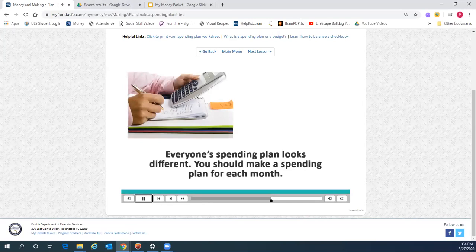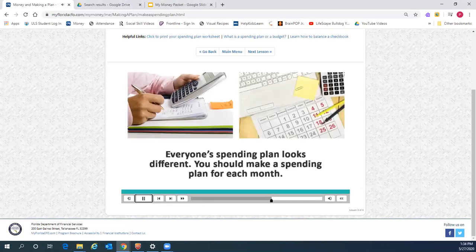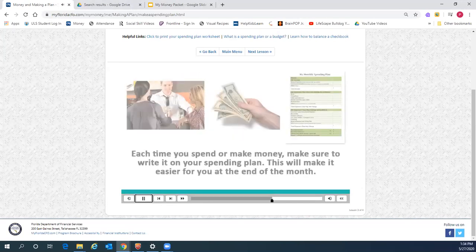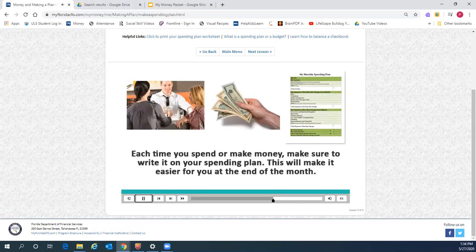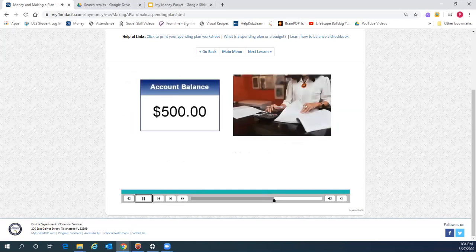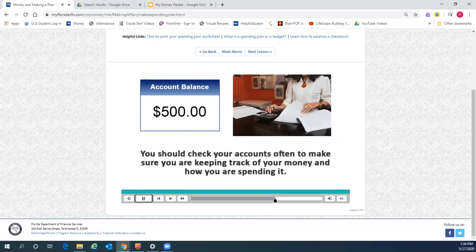Everyone's spending plan looks different. You should make a spending plan for each month. Each time you spend or make money, make sure to write it on your spending plan. This will make it easier for you at the end of the month. Remember, even though you are making your spending plan every month, you should check your accounts often to make sure you are keeping track of your money and how you are spending it.